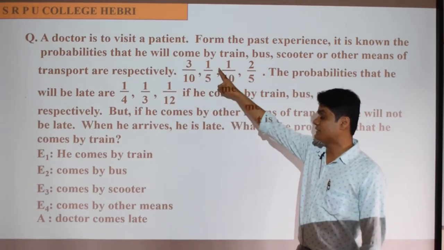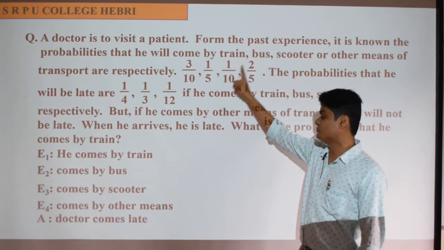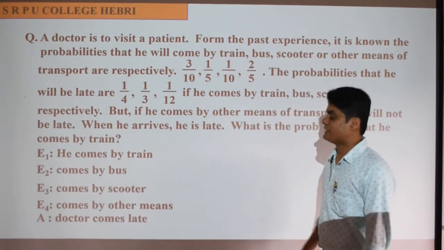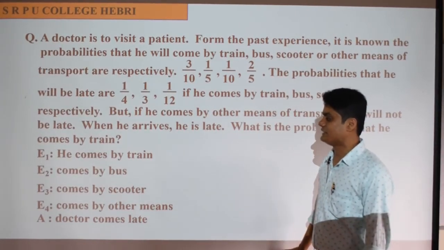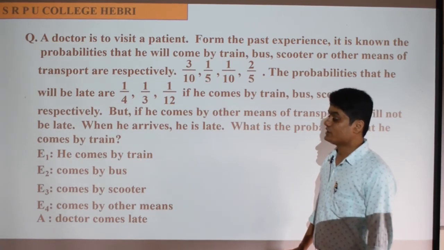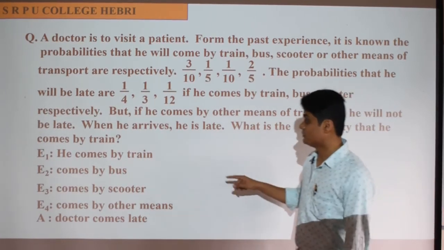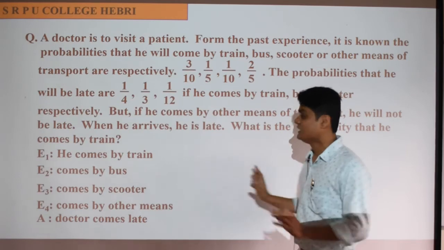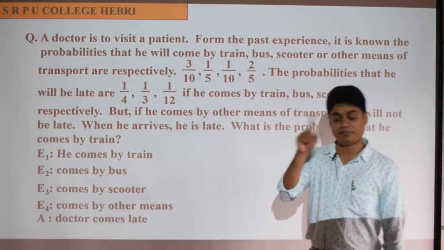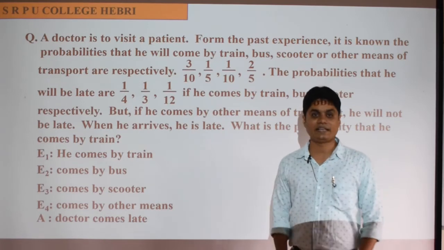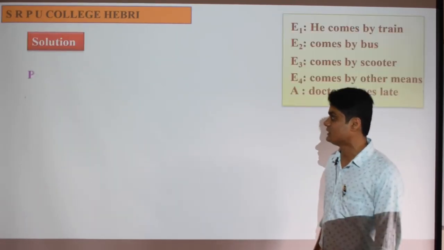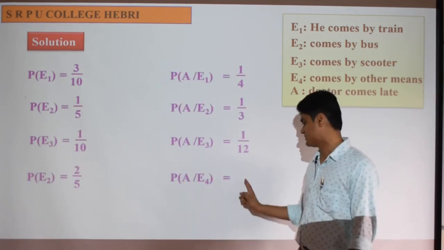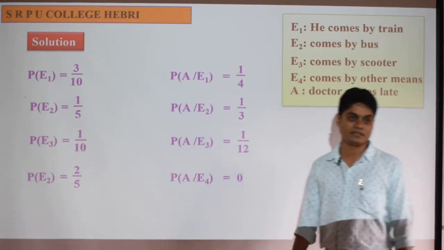Probability of E1 is 3 by 10, probability of E2 is 1 by 5, probability of E3 is 1 by 10, probability of E4 is 2 by 5, and probability of A bar given E1 is 1 by 4, A bar given E2 is 1 by 3, A bar given E3 is 1 by 12. What is the probability of A bar given E4? What is E4? He comes by other transportation, and when he comes by other transportation, he will not be late. So the probability of A bar given E4 will be 0. All the 8 numbers are available, so directly write down the formula and substitute. Remember that 8 numbers are there. The last one is 0 because he is never late if he comes by other transportation.